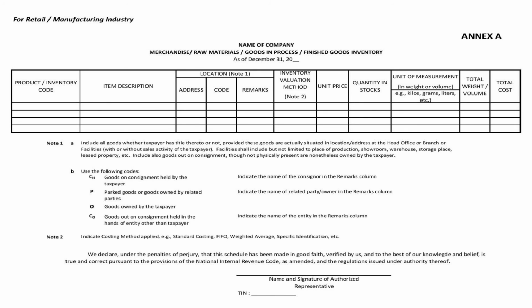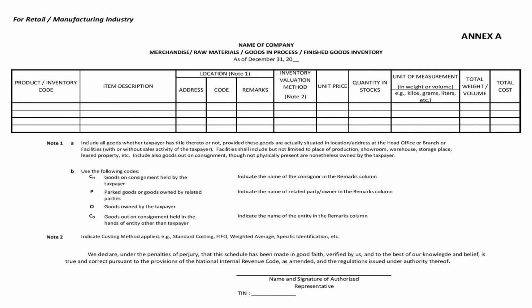Kasi pag ni-report mo dito, not necessarily na lahat na ni-report mo dito, ikaw yung may-ari, no? Basta ang inventory na sa premises mo, nasa iyo yung position, i-report mo siya. Provided these goods are actually situated in location, address at the head office or branch or facilities, no? With or without sales activity of the taxpayer. Facilities shall include but not limited to place of production, showroom, warehouse, storage place, leased property, and others, no?